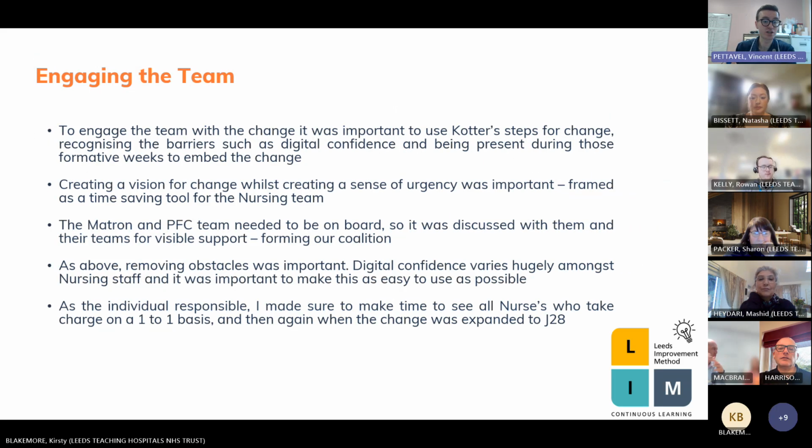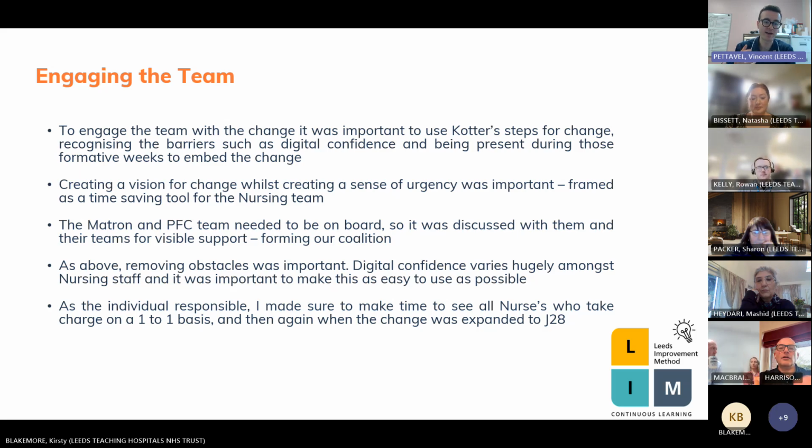In terms of engaging the team, I have spoken about this already, but we used Kotter's steps for change. The main barrier which we had was digital confidence. I'm sure many of the people on this call have been guilty of speaking when you're muted, when you're not thinking about it. I'm sure there are some people on the call who really take to digital systems and some people who do prefer that pen and paper approach.